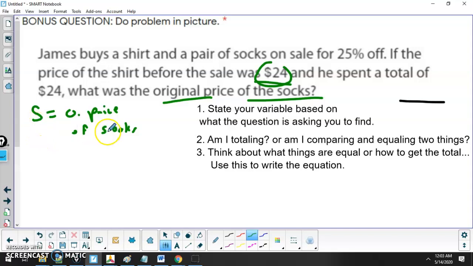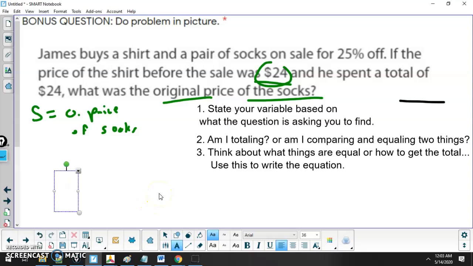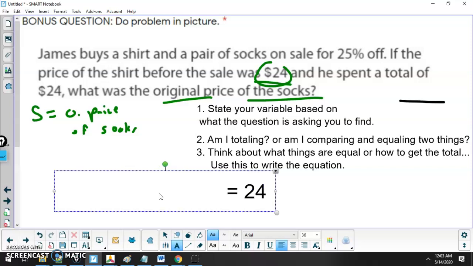All right, second question that you want to think about. So we know that S is the socks price here. Are we totaling or are we comparing two equal things in this problem? And in the end, the answer to that is you are totaling, because it says he spent a total of $24. All right, so because we know we're totaling to be 24, guess what? That's the one side of the equation. Now we just need to figure out the other side of the equation. All right, and the other side of the equation is the prices.